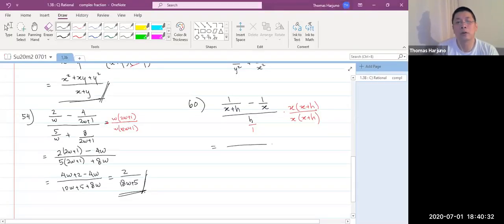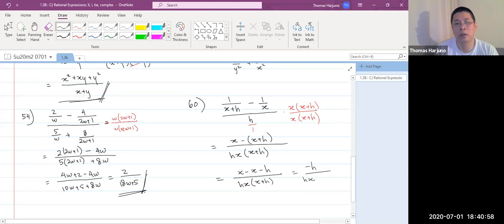So what happens on the top is we will get x minus x plus h over x times x plus h. Distribute: x minus x minus h over h times x plus h. That's negative h on the top. We'll cancel with the h at the bottom later. So the final answer is negative 1 over x times x plus h.